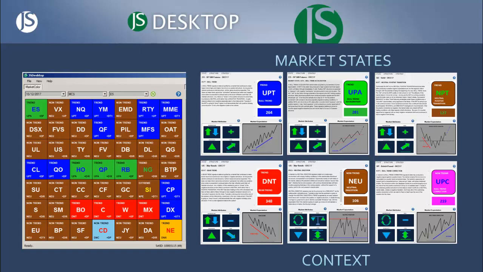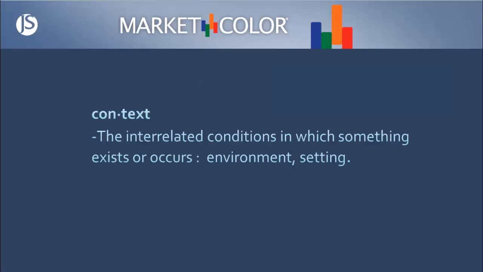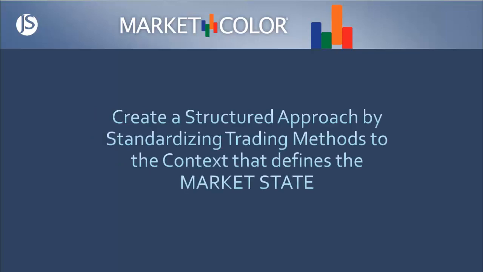If we're painting a picture of what the environment of a market is, the first coat, the base coat, is the market state. And that's where everything else is going to play out. It's going to play on top of that state. And so understanding the nuances of that condition is critical. Each market state has three core concepts: the state characteristics, its attributes, and expectations. So this is the context, the interrelated conditions in which something exists or occurs, the environment, the setting. We can create a structured approach by standardizing trading methods to the context that defines the market state.